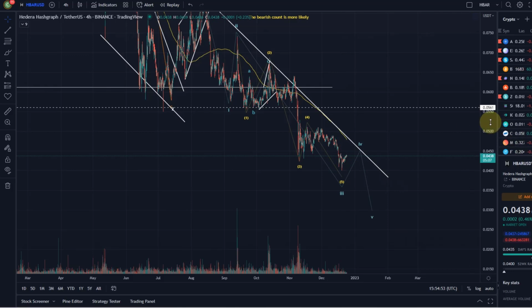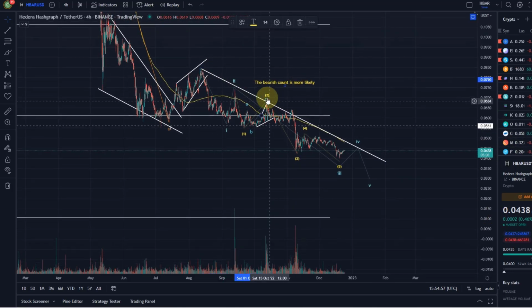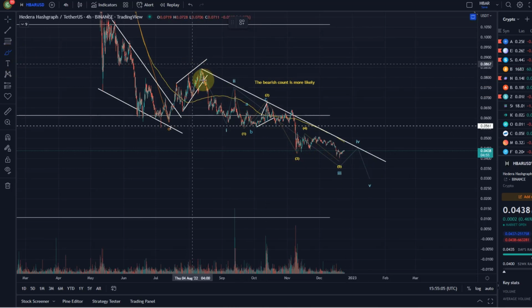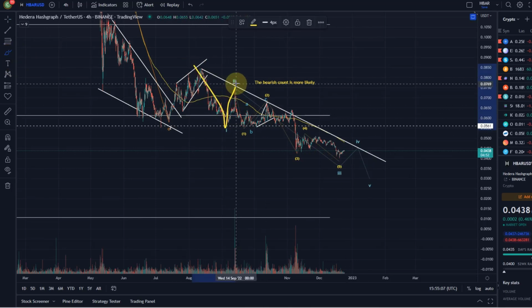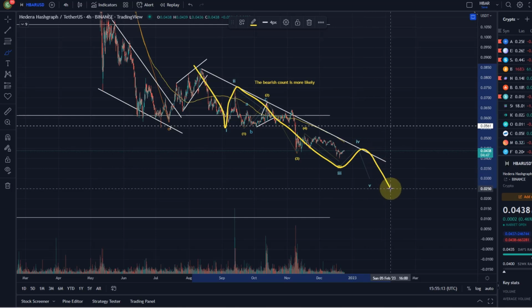I think in this decline here, I already put it on the chart, I think back in October or maybe even September, that the bearish count is more likely, and this in the end also worked out. So I think we are now in this blue count here, which takes us down in wave 1, done, wave 2, done, wave 3 now possibly done. Now we could see that wave 4 recovery just now, and another wave 5 down.